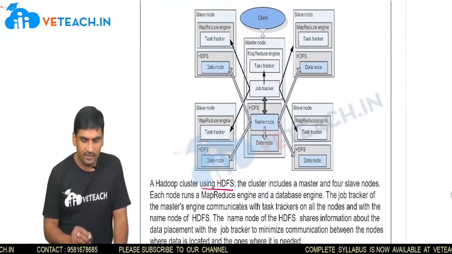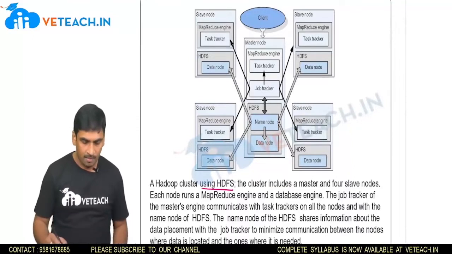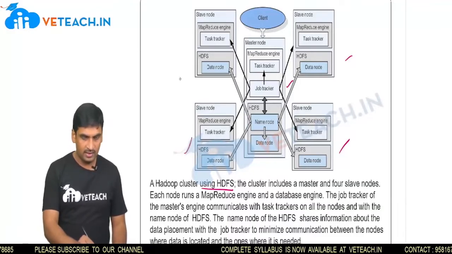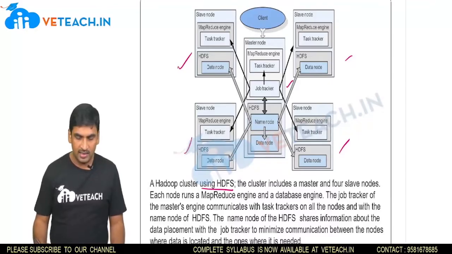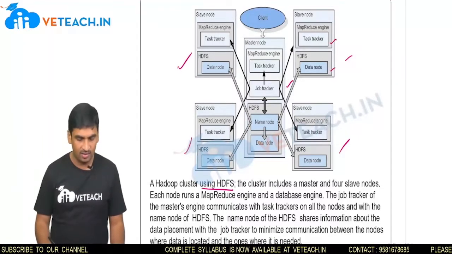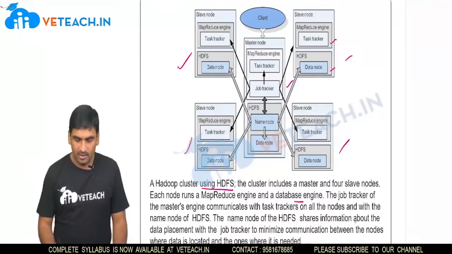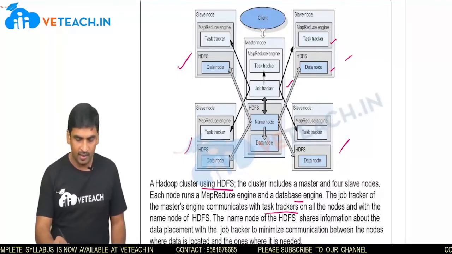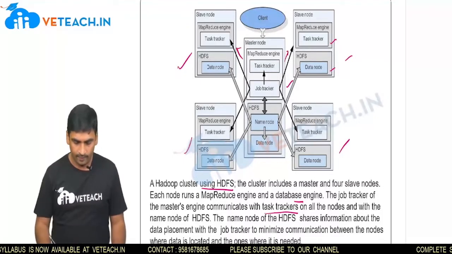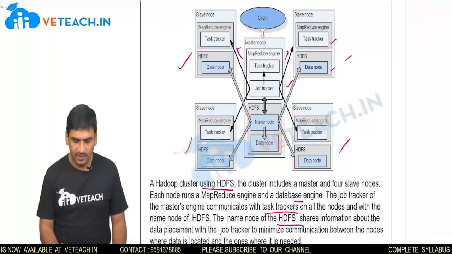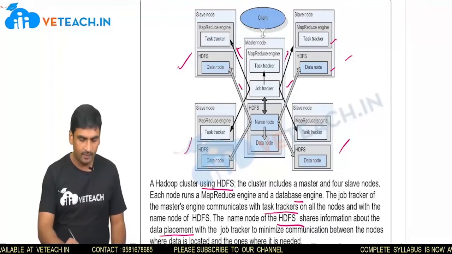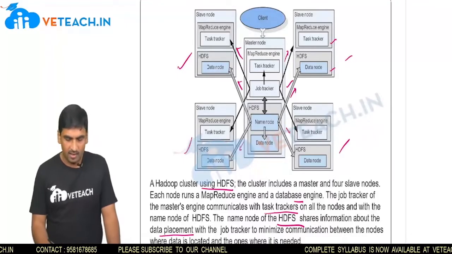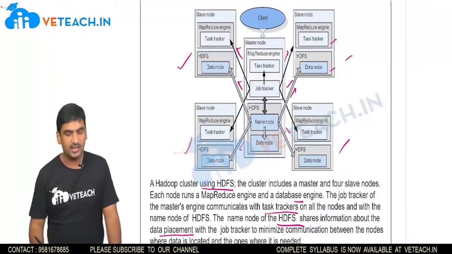Here is a Hadoop cluster using HDFS. The cluster includes the master node, and here we have 4 slave nodes. Each node runs a MapReduce engine and the HDFS engine to store the data, and the database engine. The job tracker in the master's engine communicates with the task trackers. The name node in the HDFS shares information about the data placement, so where the data is actually stored in the servers. It is the name node that maintains where the data is located and where it is needed.